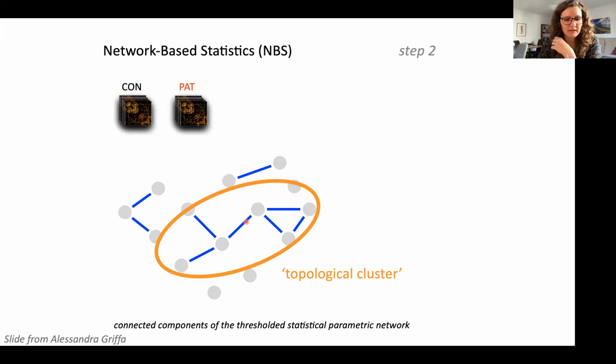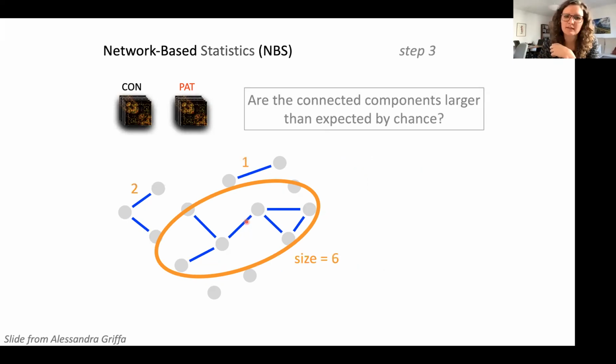And once we have this connected component, which is connected through all very low p-value links, then we count the number of nodes in it, so the size, and we compare whether this size, by just now randomly shuffling controls and patients into random groups, repeating the same thing, and then we look if this size of connected component was expected by chance or not. So it's just a trick to look for clusters of low p-values, let's say.